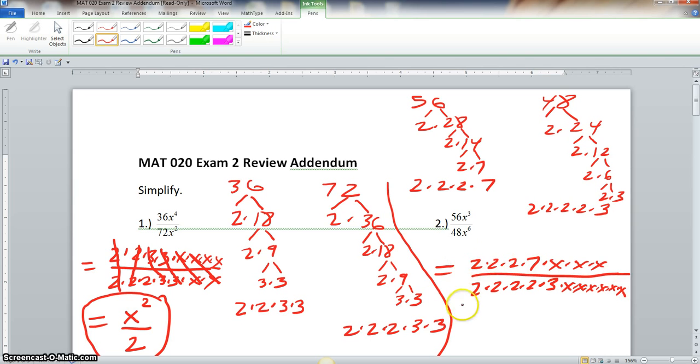Okay, now we simplify. We have 3 sets of 2's that are in common. No other numbers are in common. And we have 3 sets of x's that are in common. So in our numerator, we'll just be left with 7. In our denominator, we have 2 times 3, which is 6. And we also have 3 x's. So that would be 6x cubed. So our final answer here would be 7 divided by 6x cubed.